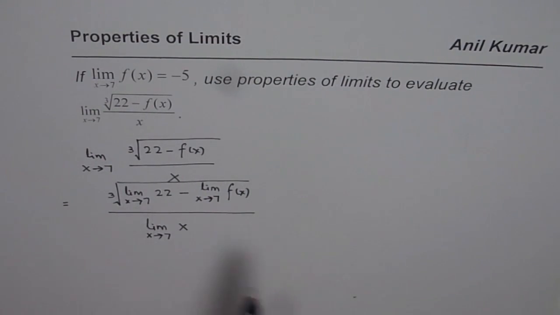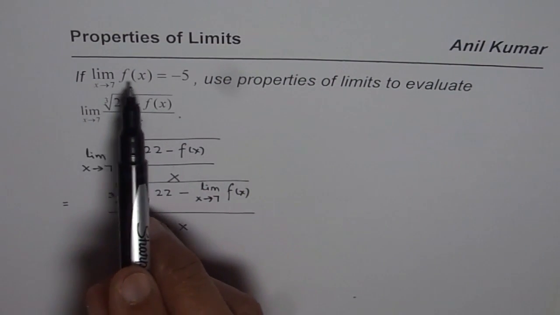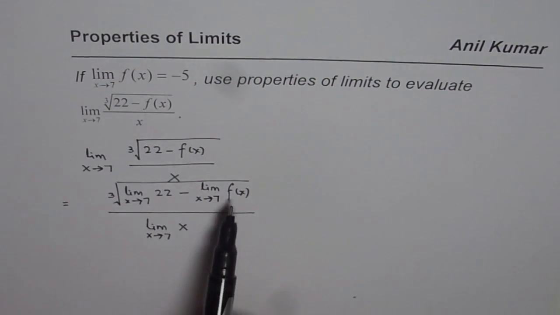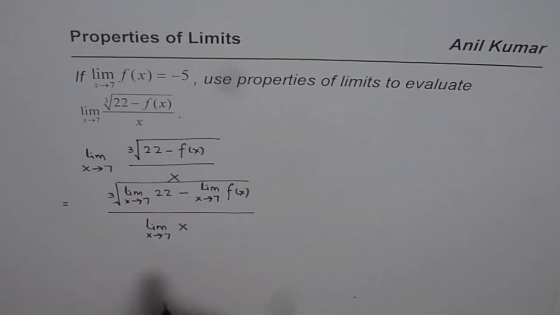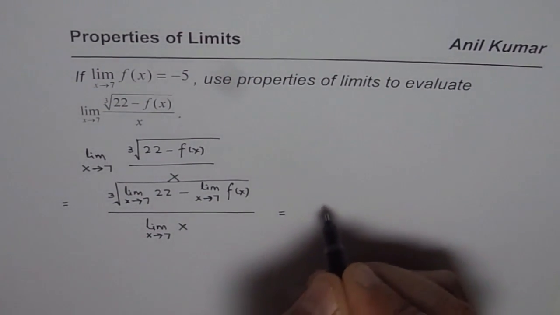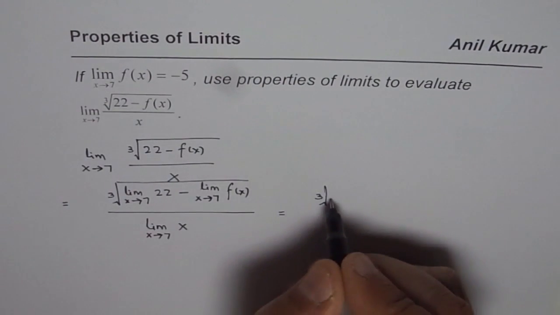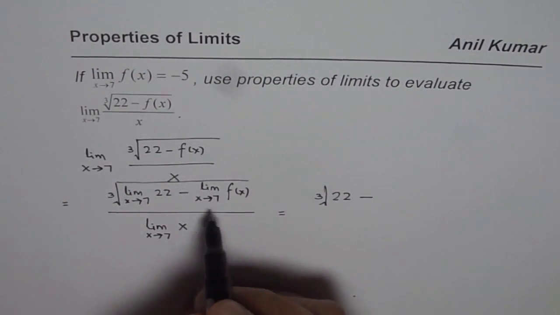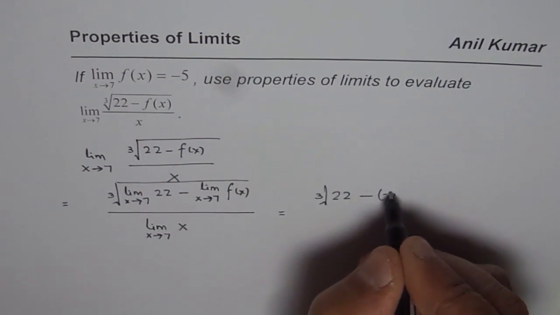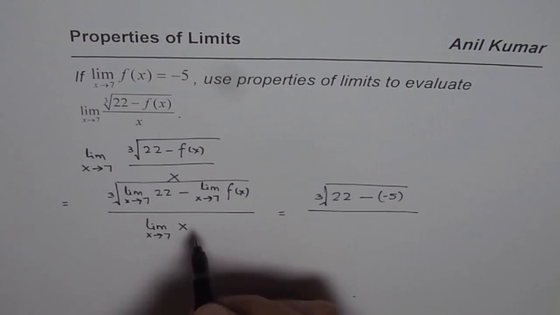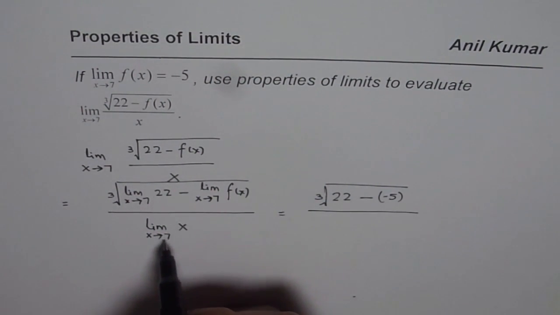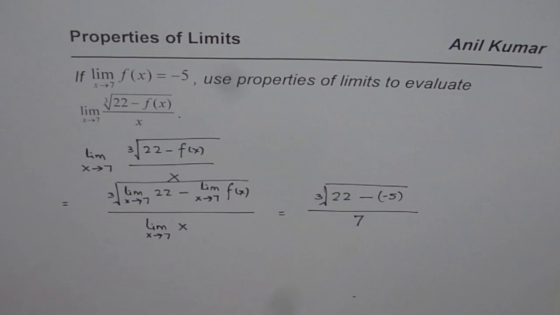Now what are we given here? We are given that the limit of f of x as x approaches 7 is minus 5. So that is given to us. Now here we have the limit of a constant. As you know, the limit of a constant is the constant itself. So now we can write this as equal to cube root of, the limit of the constant will be 22, minus, we are given this limit as minus 5, divided by, this is x, so the limit will be, you can substitute x as 7. So we get 7 in the denominator, right?